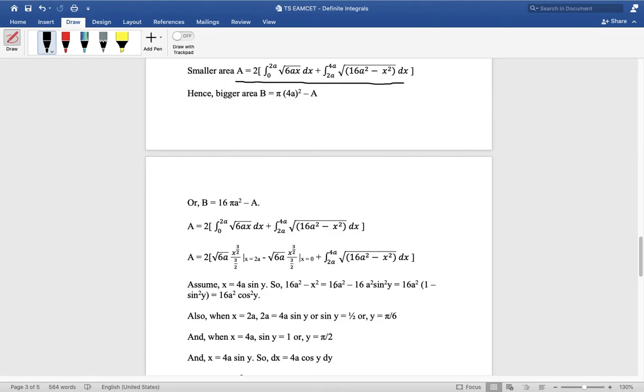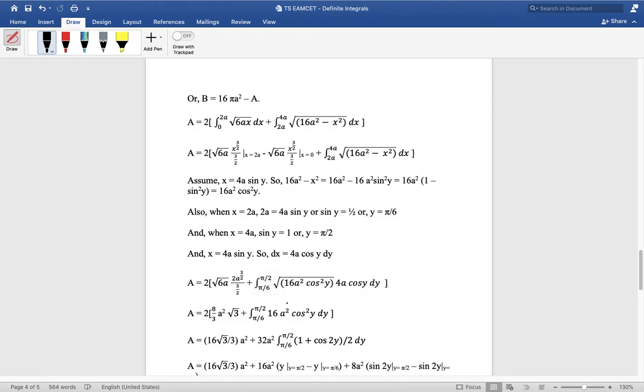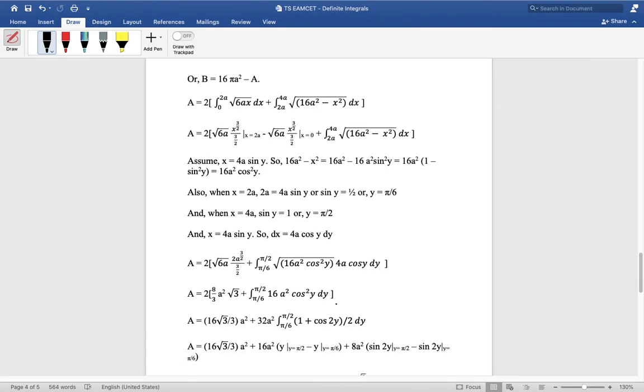We will also have to change the limits because we are substituting the variables. So let us look at how my A will change. 16a square cos square y into 4a cos y dy, from pi by 6 to pi by 2. Now the square root of 16a square will be 4a. So 4a into 4a is what? 16a square. Square root of cos square will be what? Cos. Cos into cos is cos square. Okay, so 16a square, and 2 is also there, so this will become 32a square.